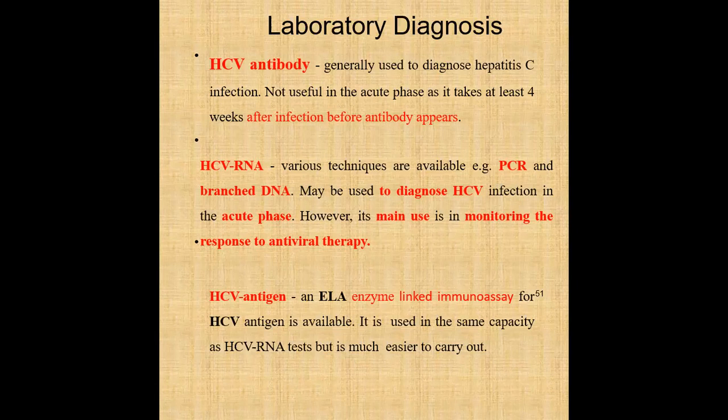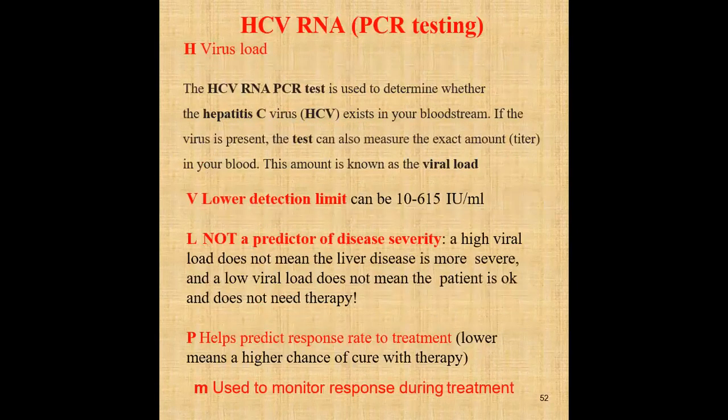It is used in the same capacity as the hepatitis C virus RNA test, but it is much easier to carry out. Now, hepatitis C virus RNA is a polymerase chain reaction test. In this case, we see the virus load, the virus lower detection limit, and whether it predicts disease severity. Different terms come into play.